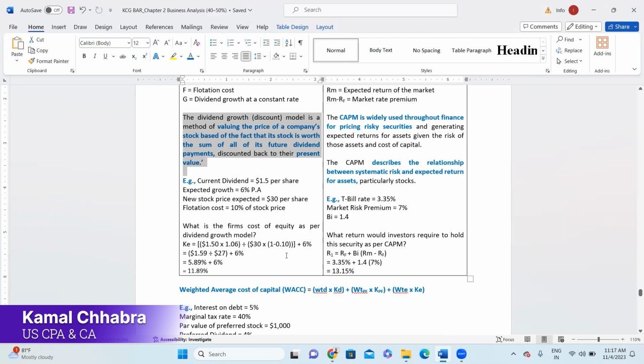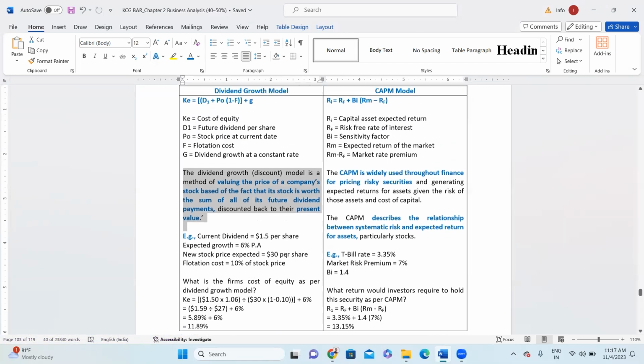So what all information is provided to you? Current dividend is how much? 1.5. Yes, right? Expected growth, 6%, yes, right? And stock price is expected $30, and the floating cost is 10%. So what is the formula? D1, what is D1? Future dividend per share. That is 1.5 multiplied by 1.06, right? Clear? The future dividend is 6% higher than the current dividend. Right, everyone?